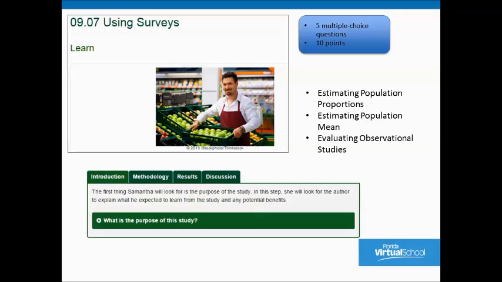907 is all about using surveys. The topics covered in this lesson are estimating population proportions, estimating population mean, evaluating observational studies. The assessment for this lesson is 5 multiple choice questions worth 10 points.